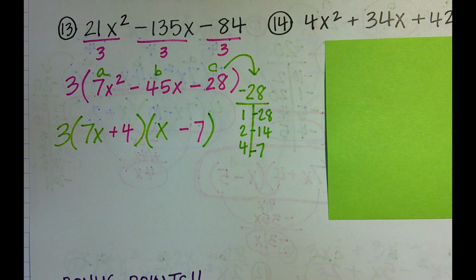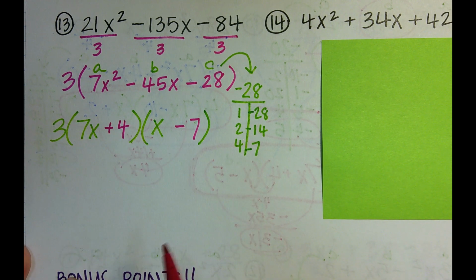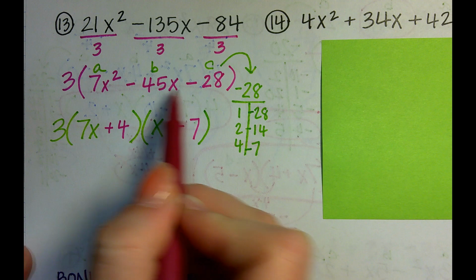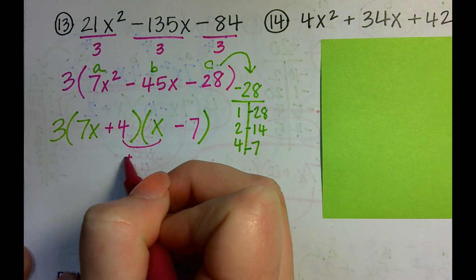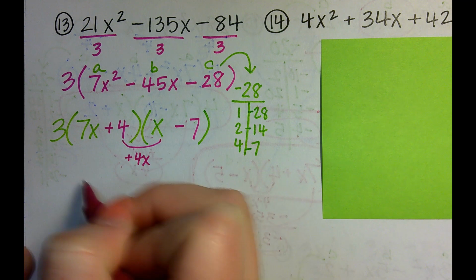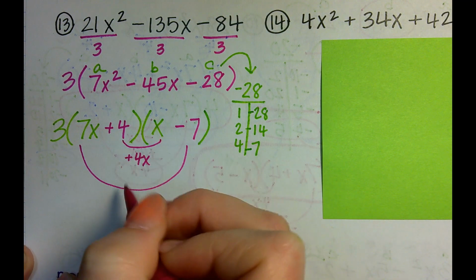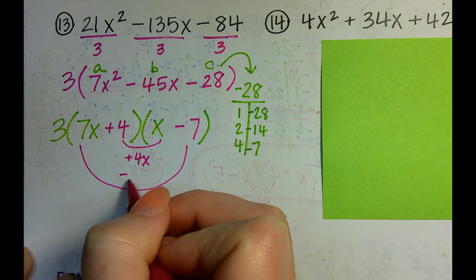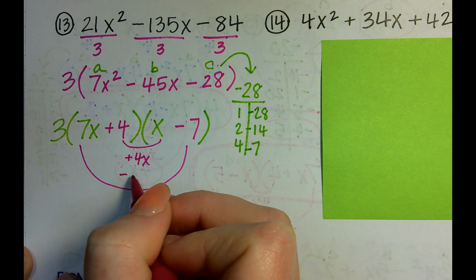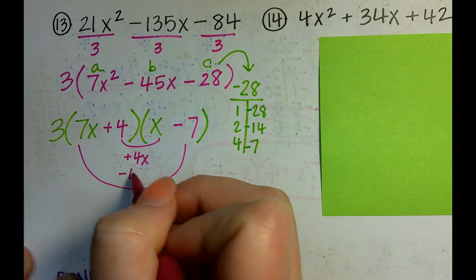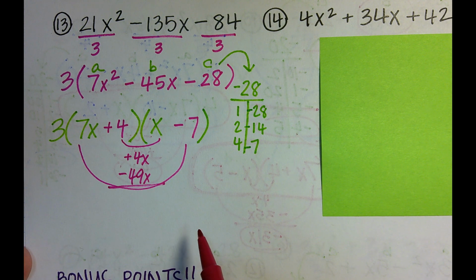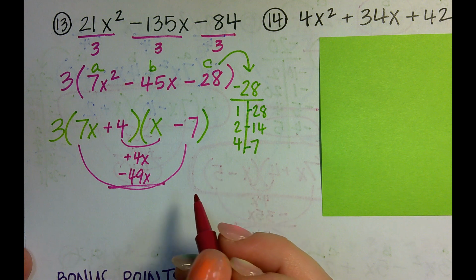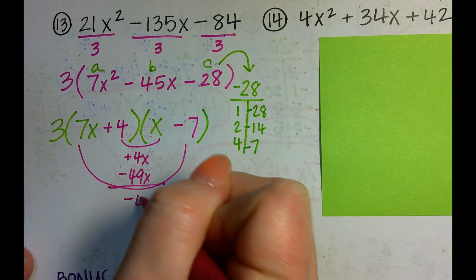And let's see what happens. What do they need to add to again? Yes, negative 45. So let's see. We've got positive 4 and 7 times negative 7 is going to give me negative 49. And what happens when I add those together? You get negative 45. Look at that.